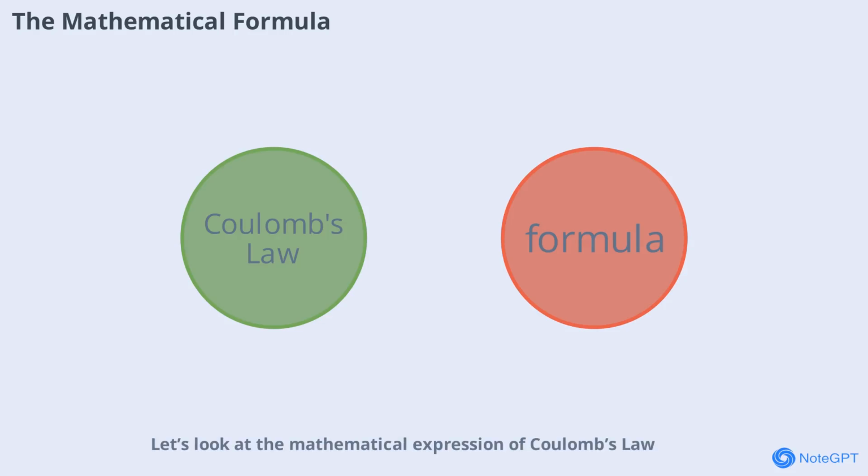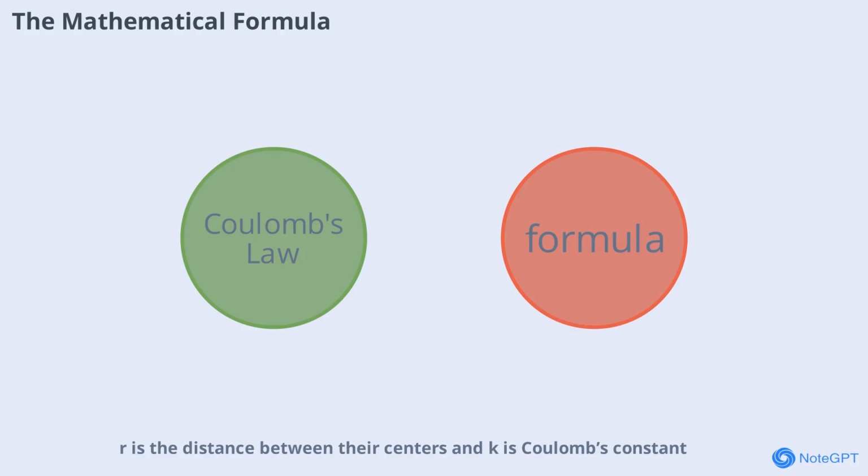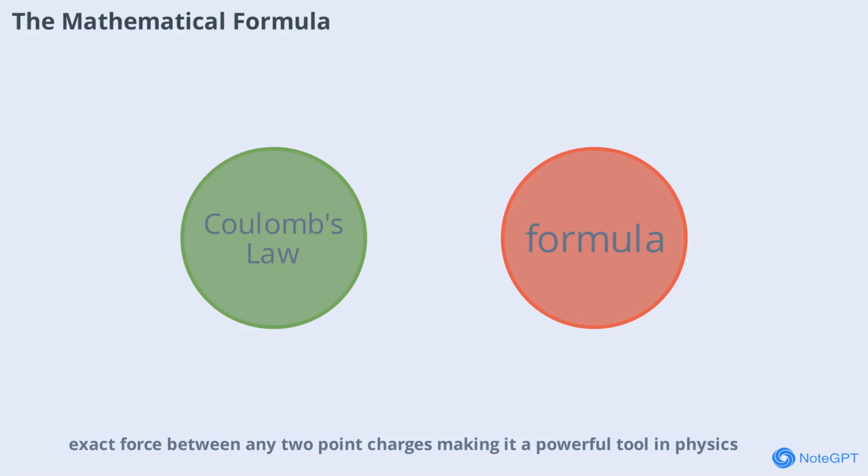Let's look at the mathematical expression of Coulomb's law. The formula is F equals K q₁q₂/r². Here F represents the electrostatic force between the charges, q₁ and q₂ are the magnitudes of the two charges, r is the distance between their centers, and K is Coulomb's constant. This equation allows us to calculate the exact force between any two-point charges, making it a powerful tool in physics. Understanding each component of this formula is key to applying Coulomb's law in real-world scenarios.